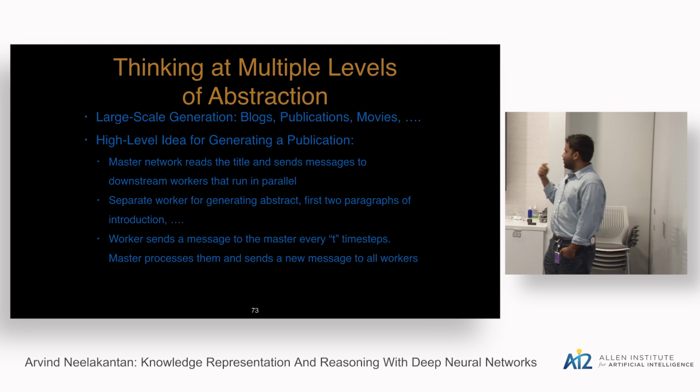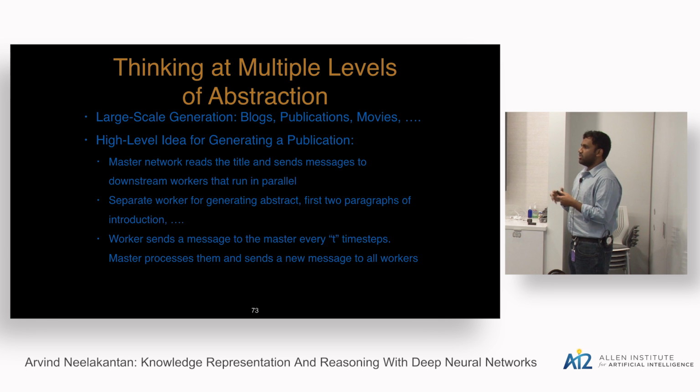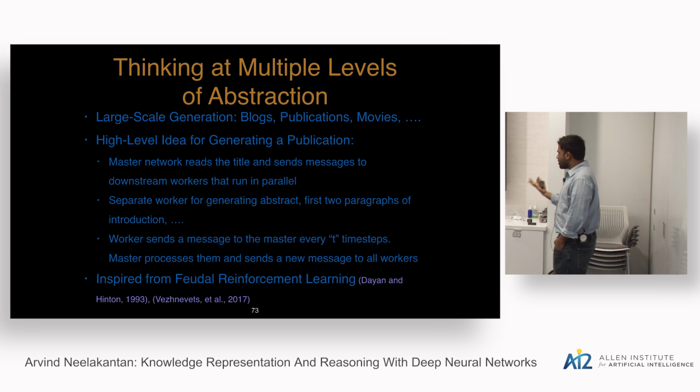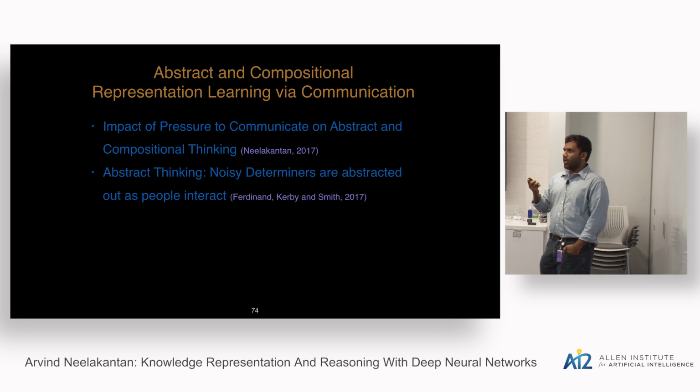And then after every t time steps, these workers send a message back to the master. The master processes the information and sends a message back again. These messages are basically distributed vectors. And the hope is that because the workers are running in parallel, you can perform large scale generation. This is inspired by a very cool paper called feudal reinforcement learning, where they do something like this for RL. Okay, I'll stop now.